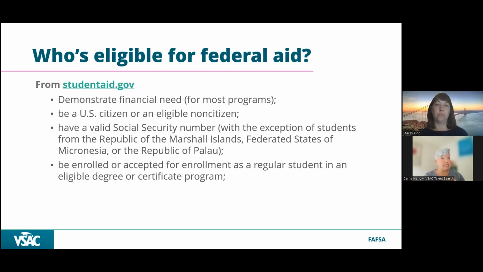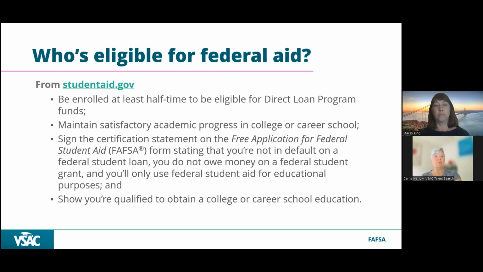They have to be a U.S. citizen or an eligible non-citizen. They have to have a valid Social Security number, with the exception of some students from some different areas. They have to be enrolled or accepted for enrollment as a regular student in an eligible degree or certificate program. They have to be enrolled at least half time to be eligible for the Direct Loan program. They have to maintain satisfactory academic progress.